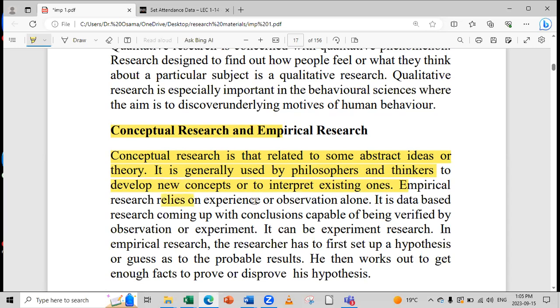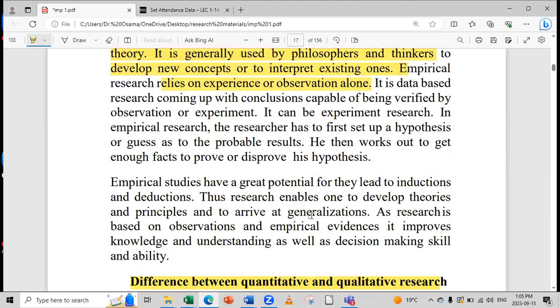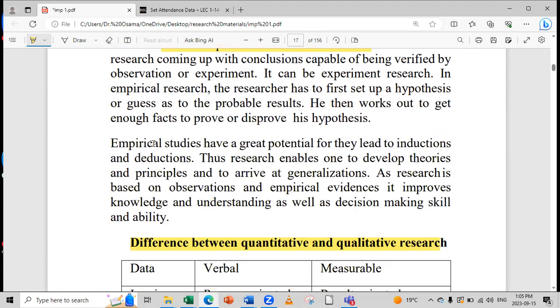Empirical research relies on experience or observation alone. Most of our studies in business are empirical, not conceptual research. Conceptual is for the philosophers, but empirical is our own studies. Empirical studies have great potential because they lead to inductions and deductions. Thus, research enables one to develop theories and principles and to arrive at a generalization.